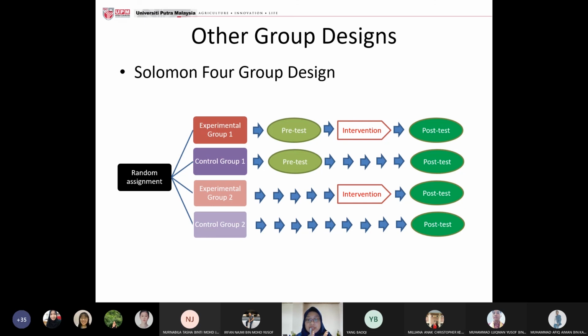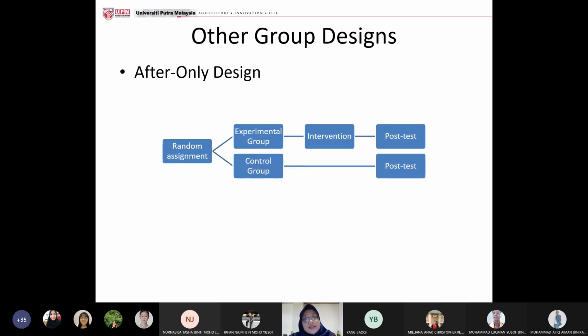So imagine you're doing a survey two times: you do it before, then you do your program, and you do it after. This is something you can do if you want to in your research. And of course, there's another one, the after-only design. After-only is very easy to determine as well. They don't have any pre-test.